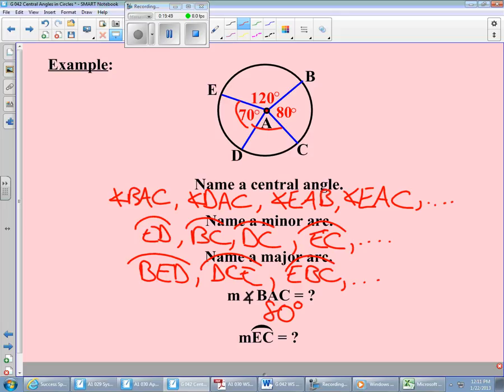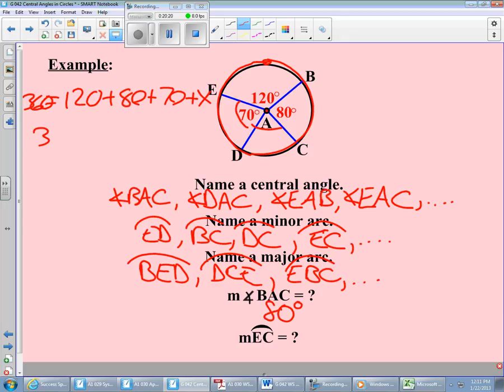Well, what's one of the main properties of a circle? You start off and you take 1 revolution all the way around, what happens? 360 degrees, 1 revolution around a circle. So we've got 120 degrees that we do know, 80 degrees that we do know, 70 degrees that we do know, and we have an unknown value. When you add that all together, that has to equal 360 degrees. We would be able to solve it very easily from there.